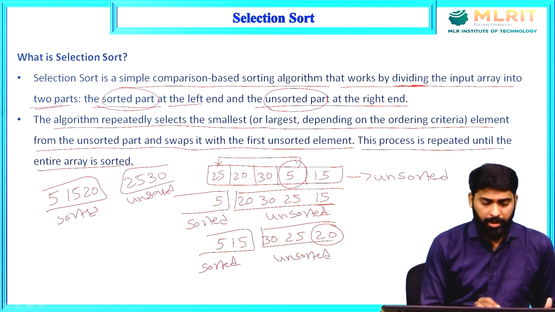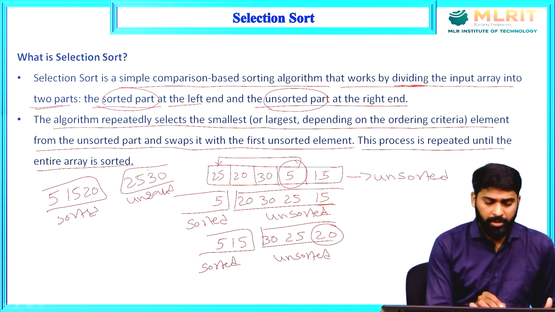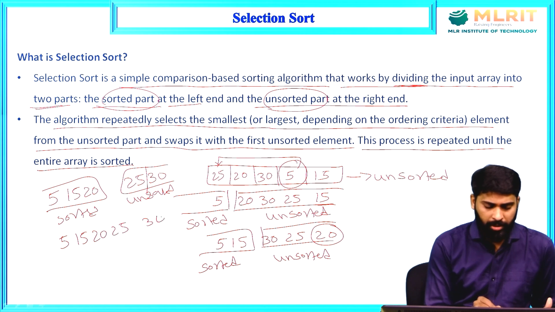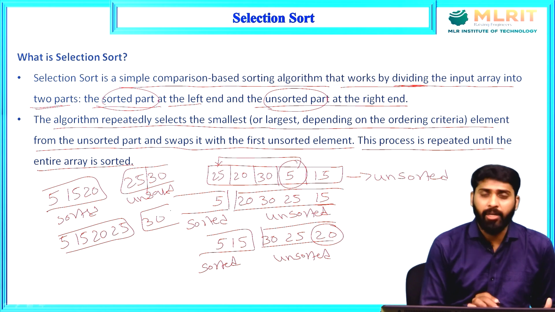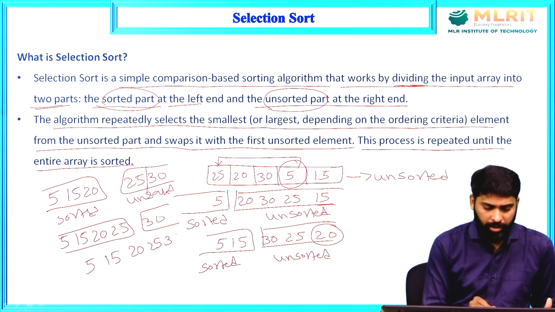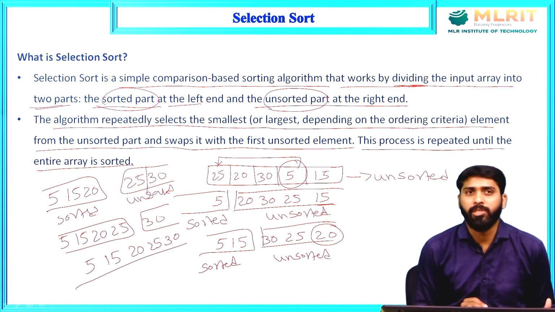Again, for 25 and 30, 25 is the smallest, so 25 is sorted. So 5, 15, 20, 25 is sorted and 30 is unsorted. Finally, 30 is the only element. So the final output is 5, 15, 20, 25, 30. That's it. This is selection sort.